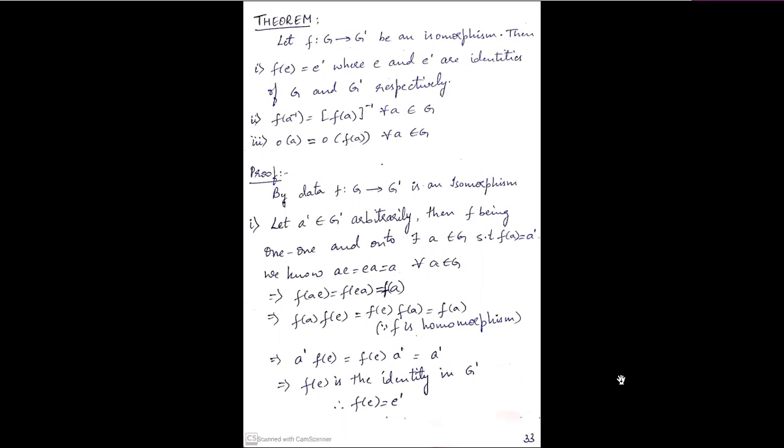So we have a = ea = a, as G is a group, and a and e belong to G. This implies f(a) = f(ea). Since f is a homomorphism, I can write this as f(a) f(e). This is equal to f(e) f(a), which is equal to f(a). So f(a) is nothing but a'. So you have a' f(e) = f(e) a' = a'. You've got back the same element after you multiply a' with f(e). So f(e) is the identity in G', and I denote that by e'.